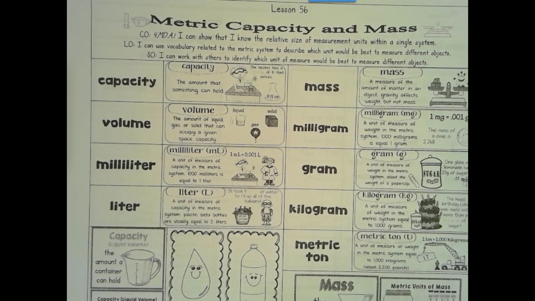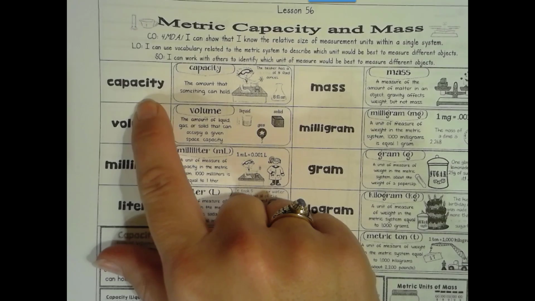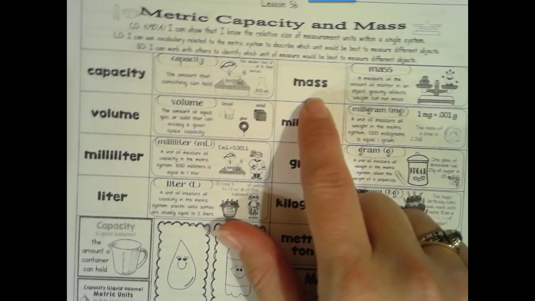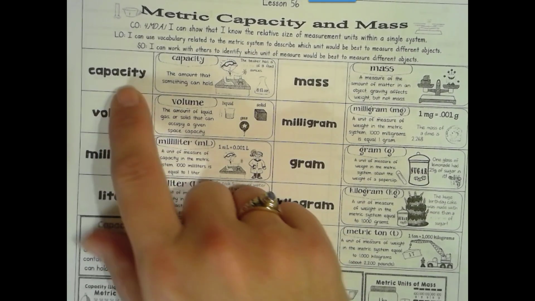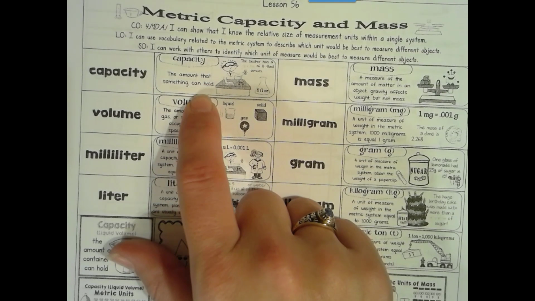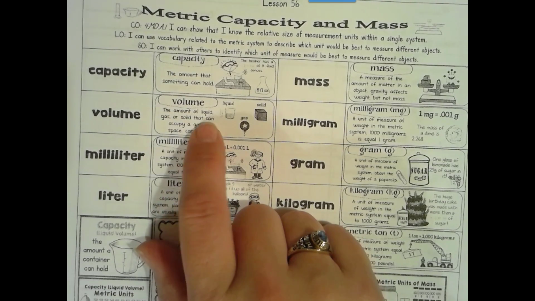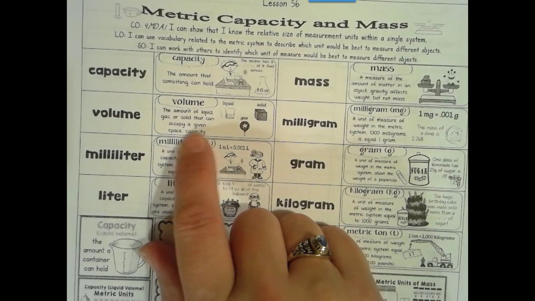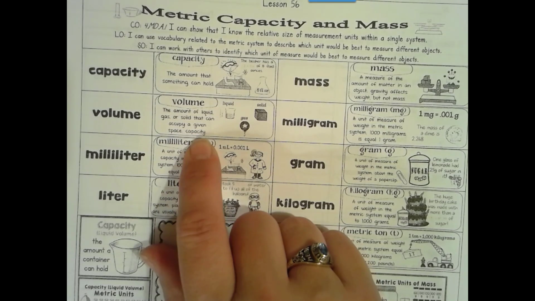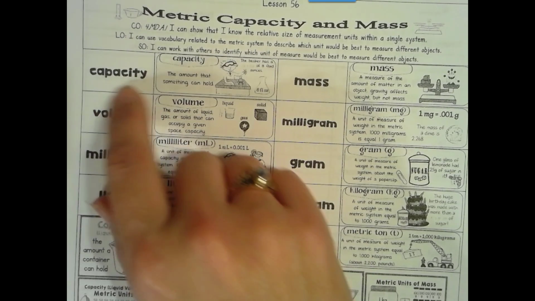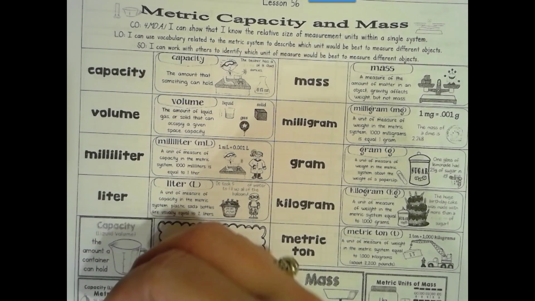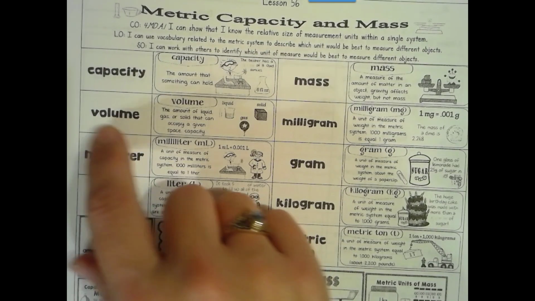All right, so we're looking at two different areas, capacity and mass. Capacity is the amount that something can hold. Another way of saying that is volume. Volume, the amount of liquid, gas, or solid that can occupy a given space, capacity. So how much can something, that object, hold? And what it actually does, that's the volume.